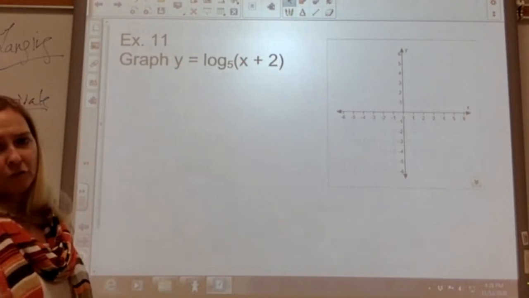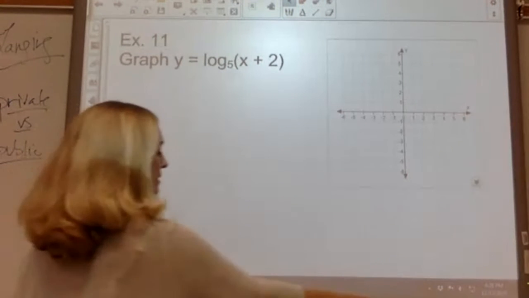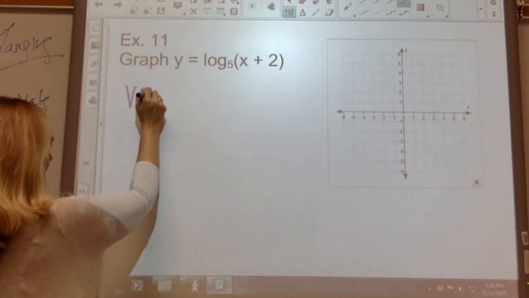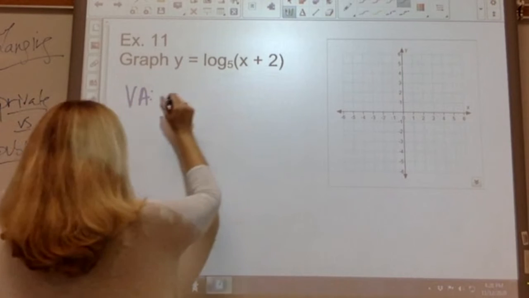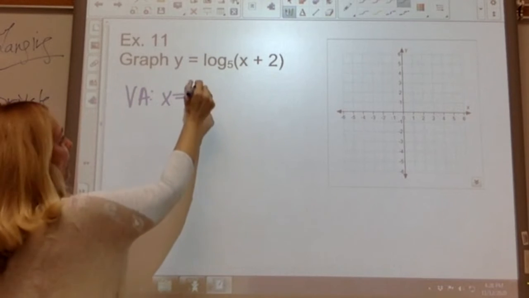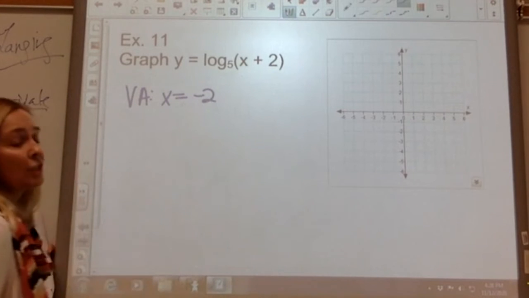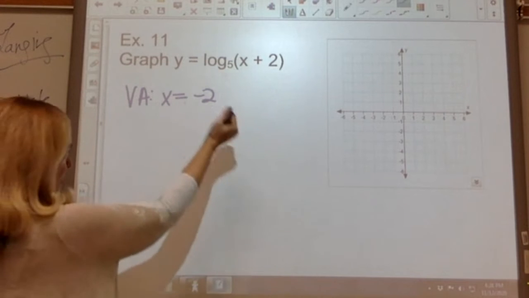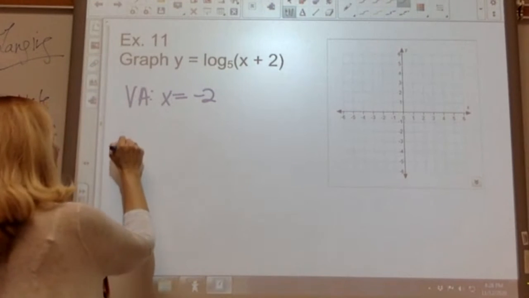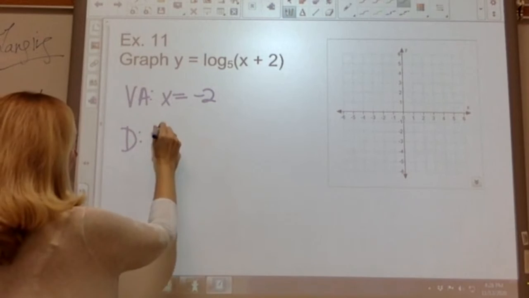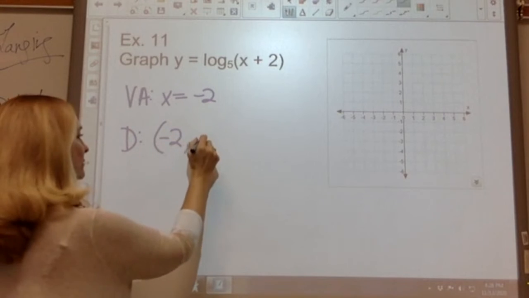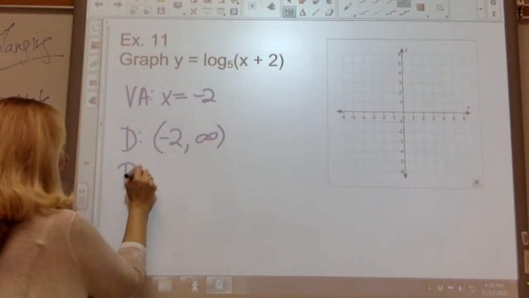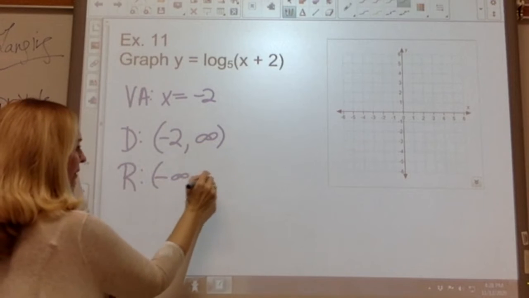Now, here's a problem, right? So we're going to state the information. All right, immediately I can see that my vertical asymptote is going to be the opposite of this, and so it is going to be x equals negative 2. You could think, put this equal to 0 and solve, so you get negative 2, but really we should just be able to take the opposite. Okay, now the domain is going to be this number, negative 2 to positive infinity. And now our range is going to be all real numbers, negative infinity to positive infinity. Okay?